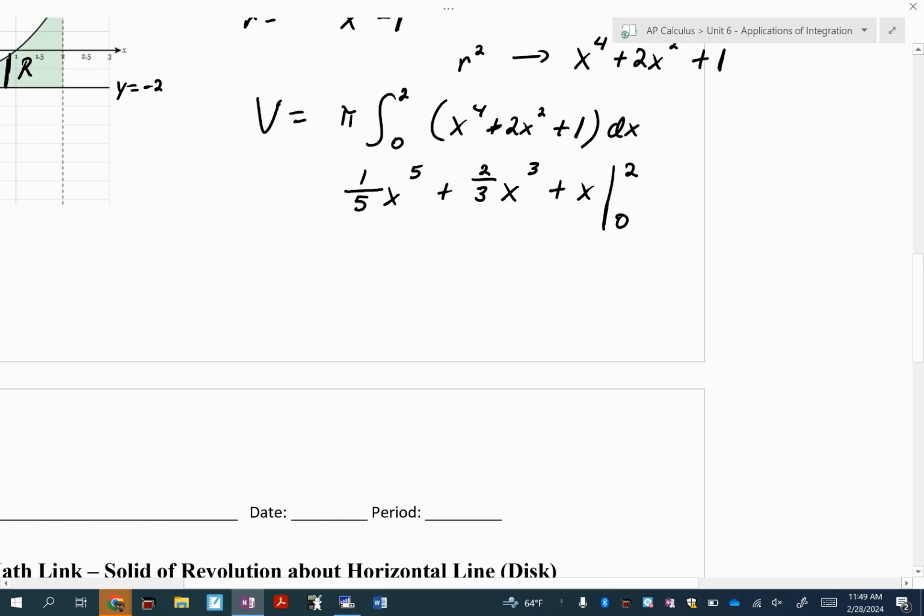Now, is this 0 going to make me happy? Yeah, it is, because 0 to the fifth power, 0 cubed plus 0, all that's going to be 0. That does make me happy. Okay. Don't forget to multiply pi times all that once you're done.